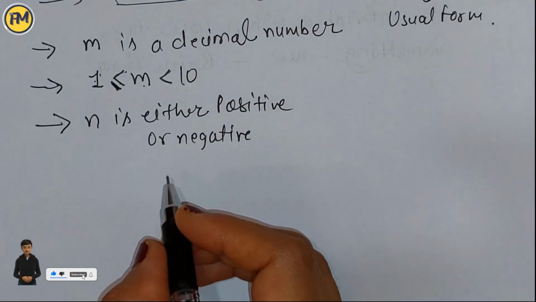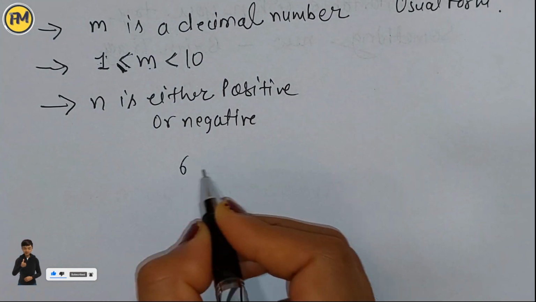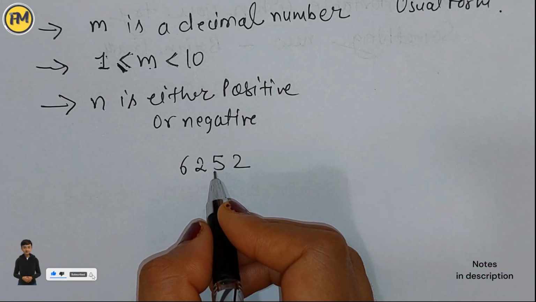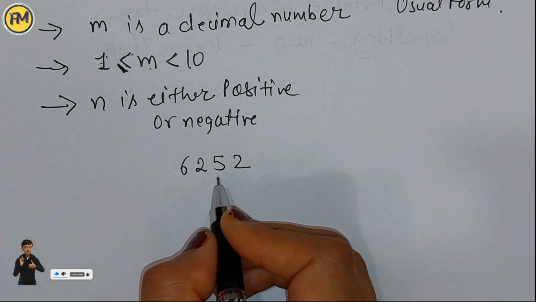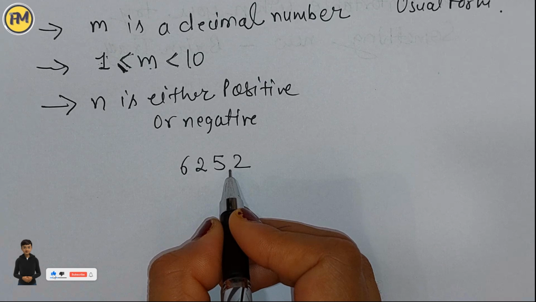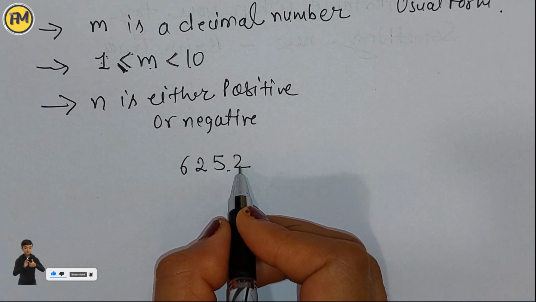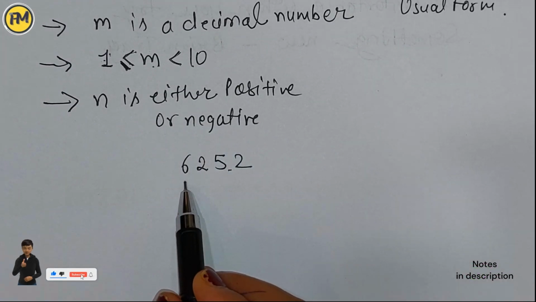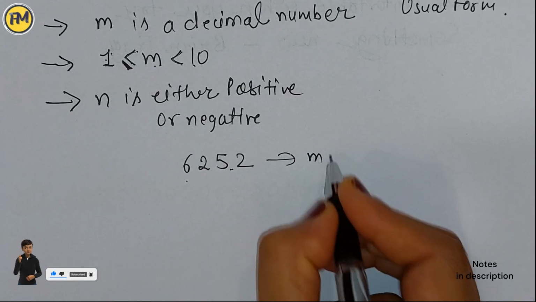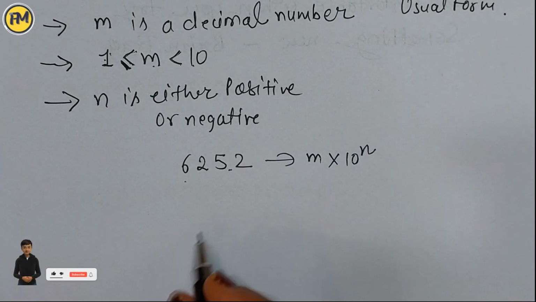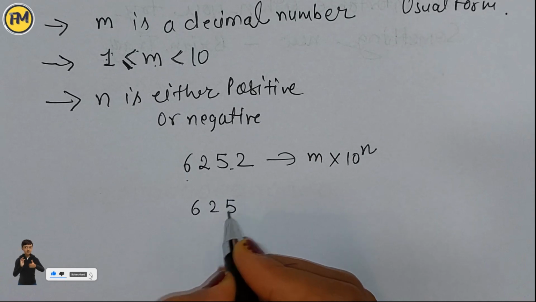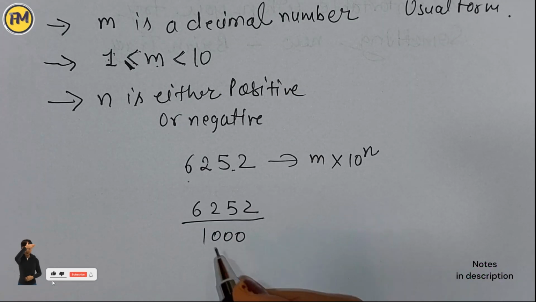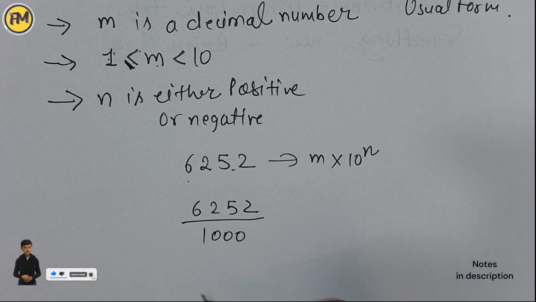I'll give you one example. Let's suppose you have 6252. How will you write this number in standard form? This is the usual form and we want to convert this number into standard form. We have to show this number in m into 10 raised to the power n form. So we will divide this number 6252 by 1000. But now you might be wondering why we are dividing by 1000.